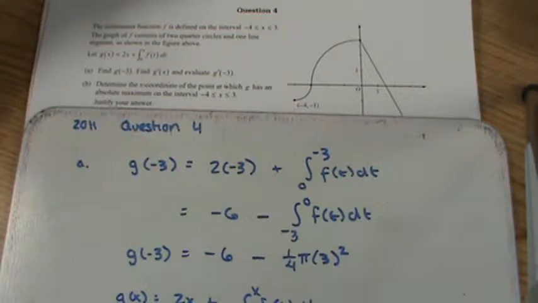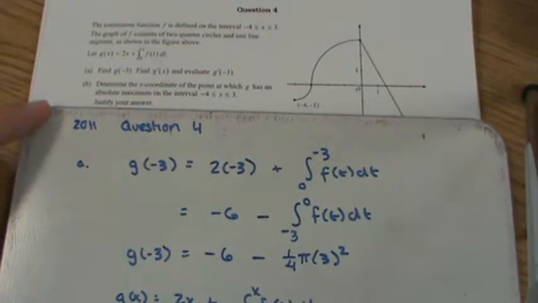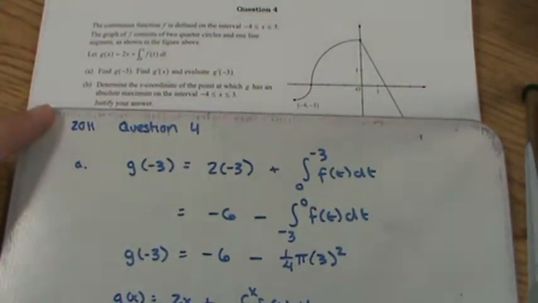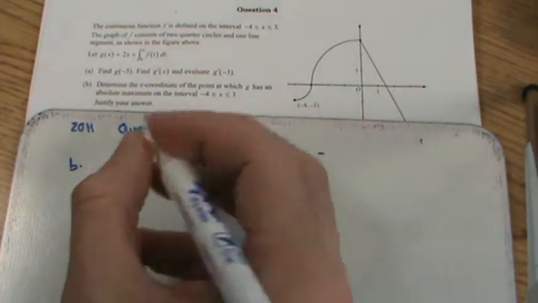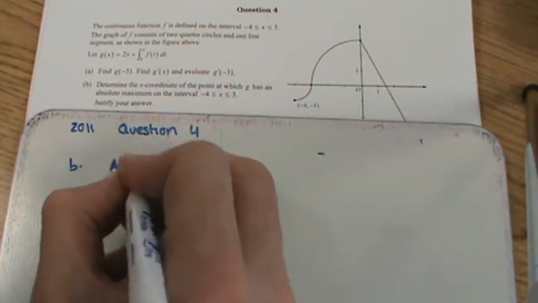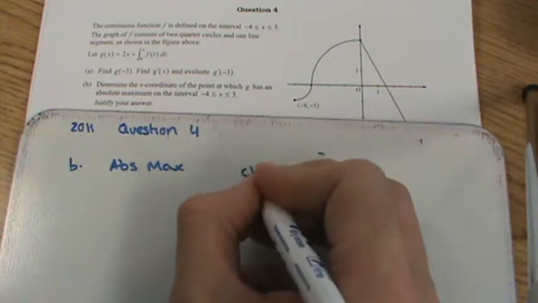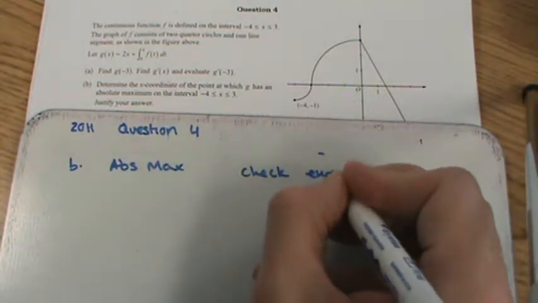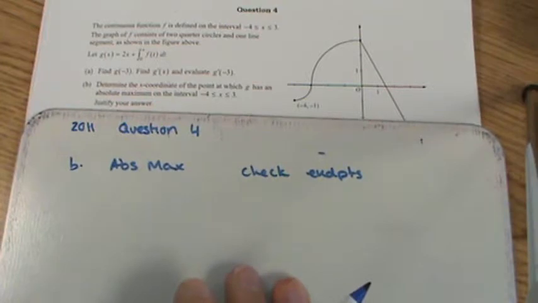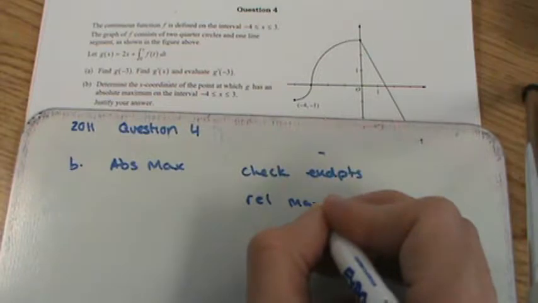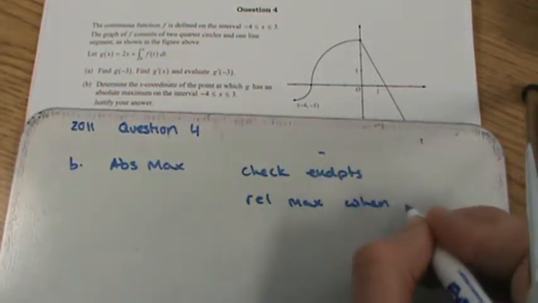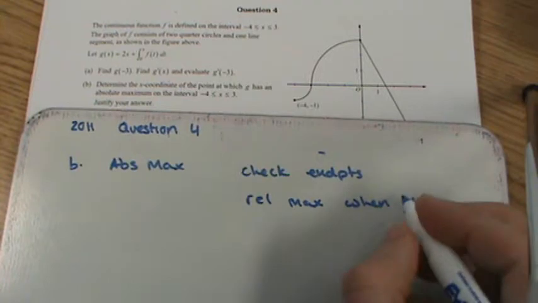Determine the x-coordinate of the point at which g has an absolute maximum on the interval of -4 to 3. Justify your answer. All right, so let's get some room here. Now, if we're talking about absolute max, first off, we need to remember that for absolutes, we got to make sure we check the endpoints. Second, we got to look for any relative maxes.